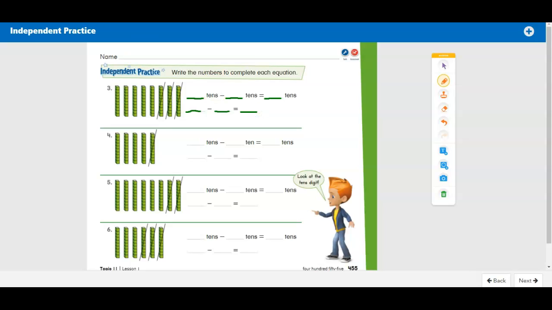If you need an example of how to solve for these problems, you can look back in your workbook at your guided practice and see how we completed the problems there. You will solve for all 4 problems on this page using the same method. Now is a good time to pause the video to complete your work on page 455.